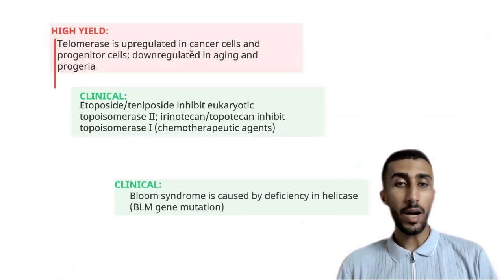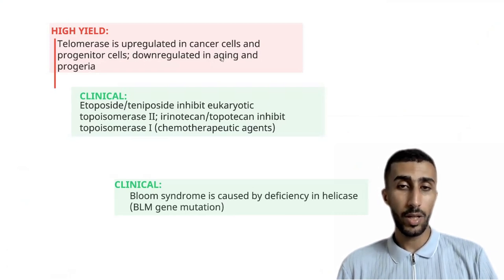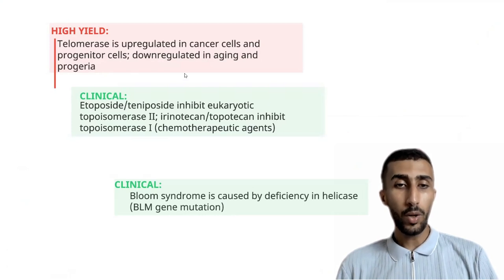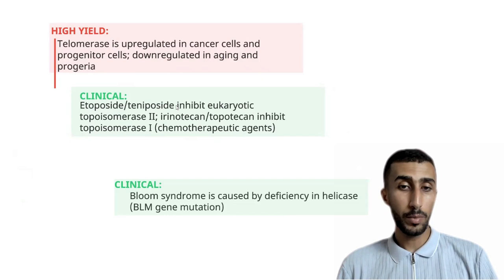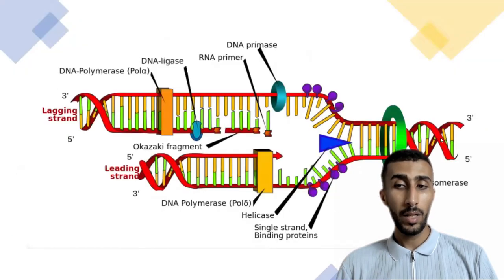The telomerase is upregulated in cancer cells and progenitor cells. This is the enzyme that keeps our DNA from being lost. It is downregulated in aging and progeria. We have some drugs such as etoposide and teniposide that inhibit eukaryotic topoisomerase 2, and irinotecan and topotecan that inhibit topoisomerase 1. Remember, topoisomerase is an important enzyme. It removes supercoiling and breaks external bonds for the helicase to start.